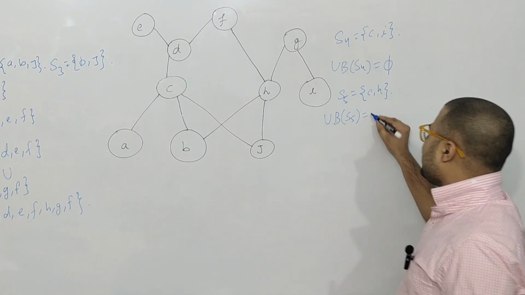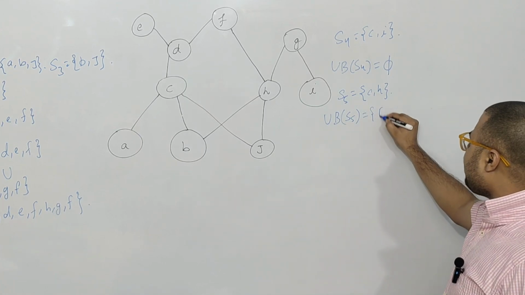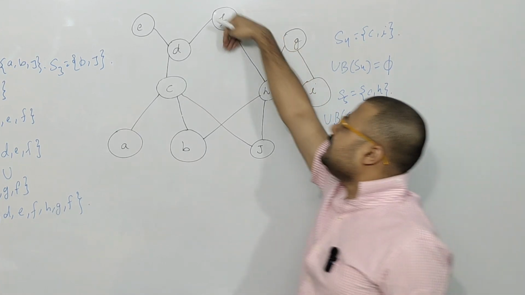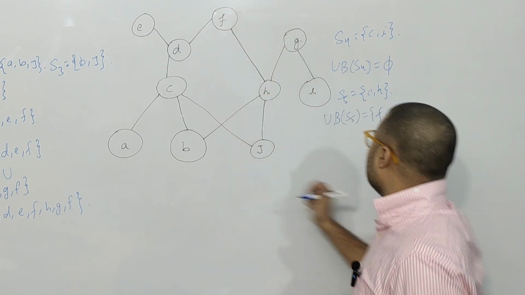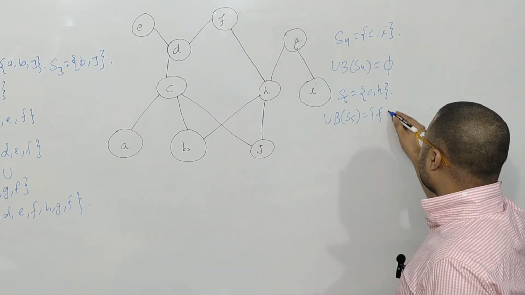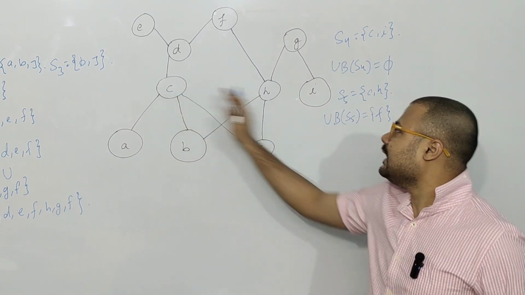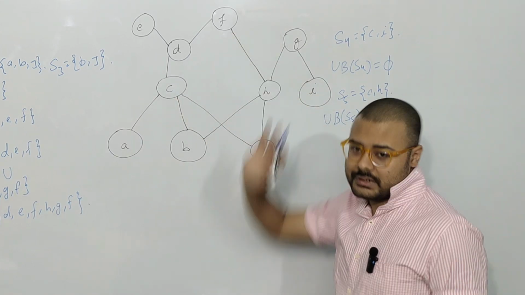So the upper bound of S5 will contain F and everything that comes in the upward direction, as F is a maximal element. So the upper bound will have only F. For C and H, the upper bound is F only.